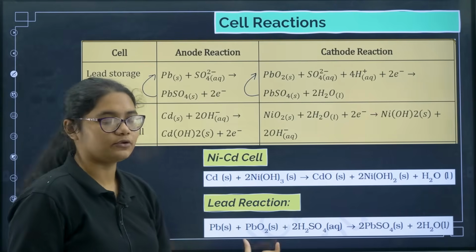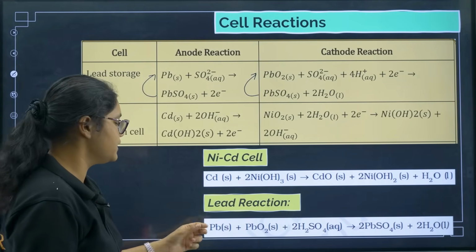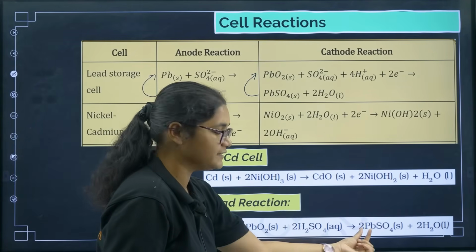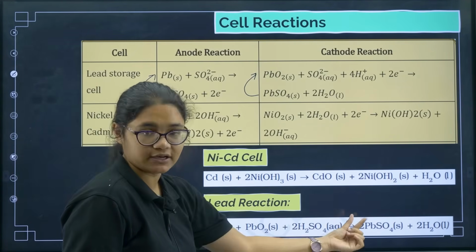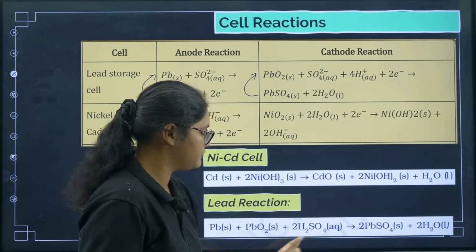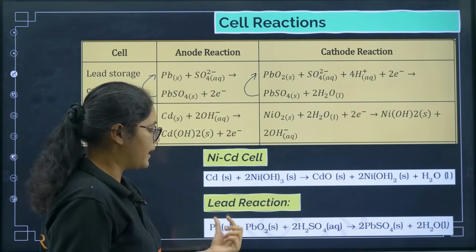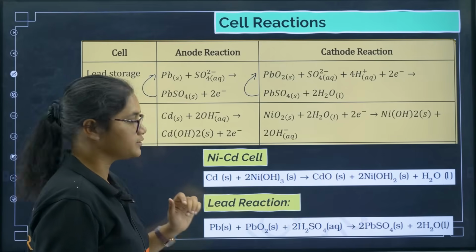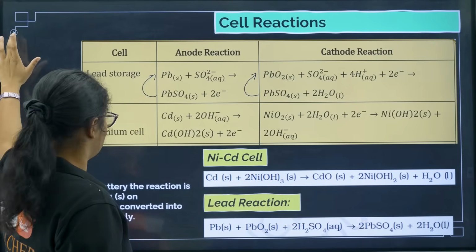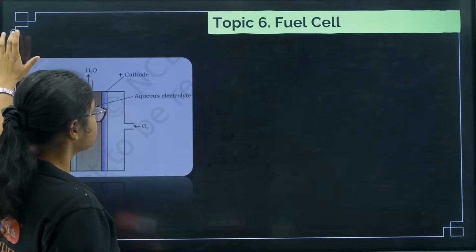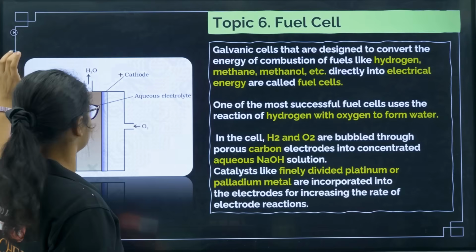This is something you must remember, very very important. You can see lead to lead sulfate during the oxidation, lead oxide to lead sulfate, this is the reduction: the anode reaction and cathode reaction. Okay, next we have the fuel cell.